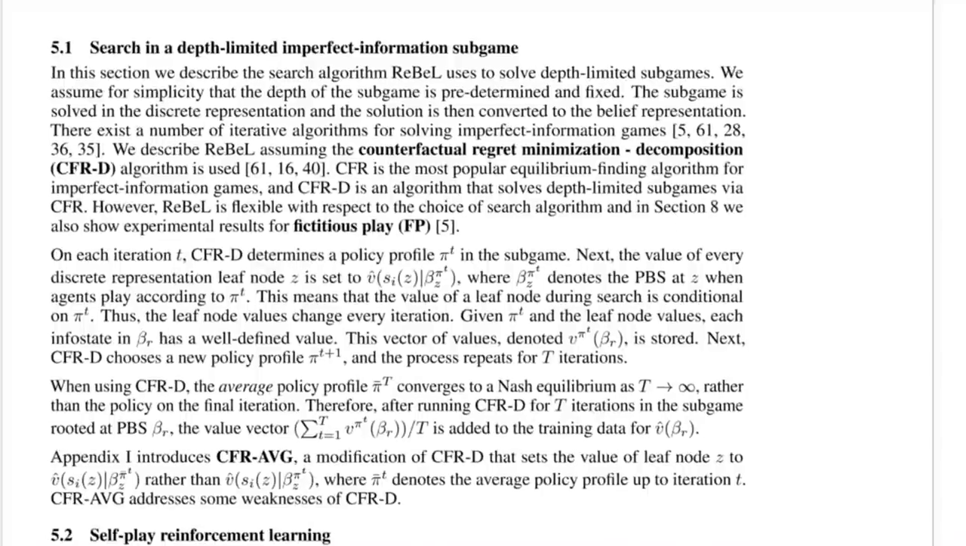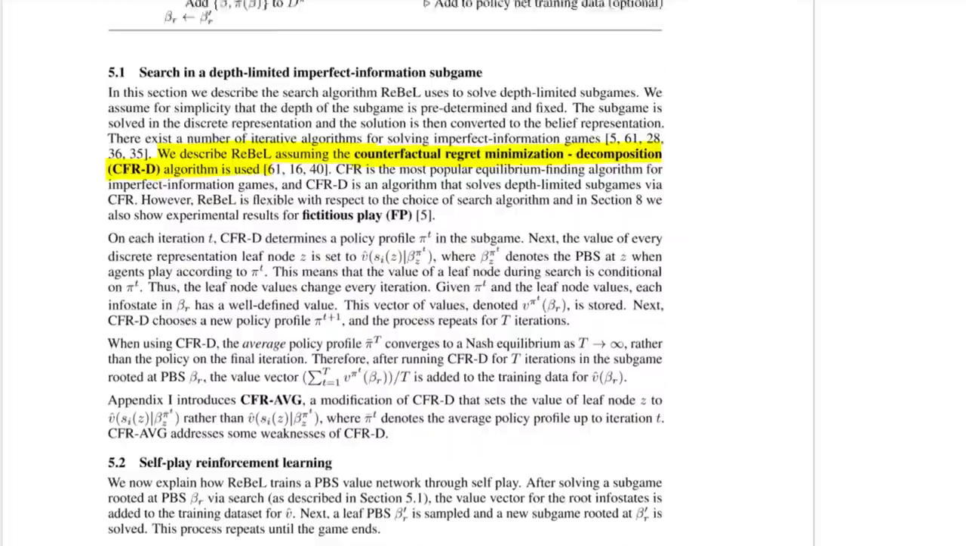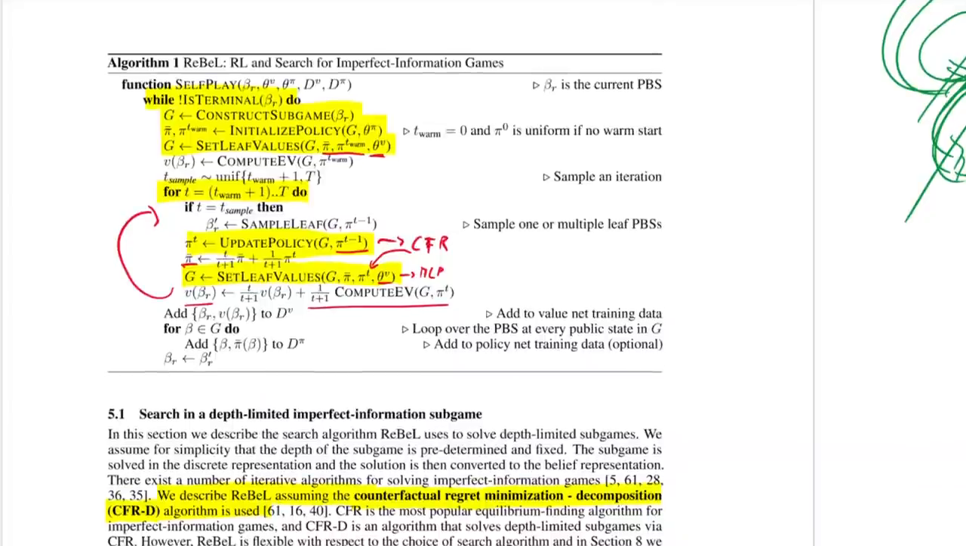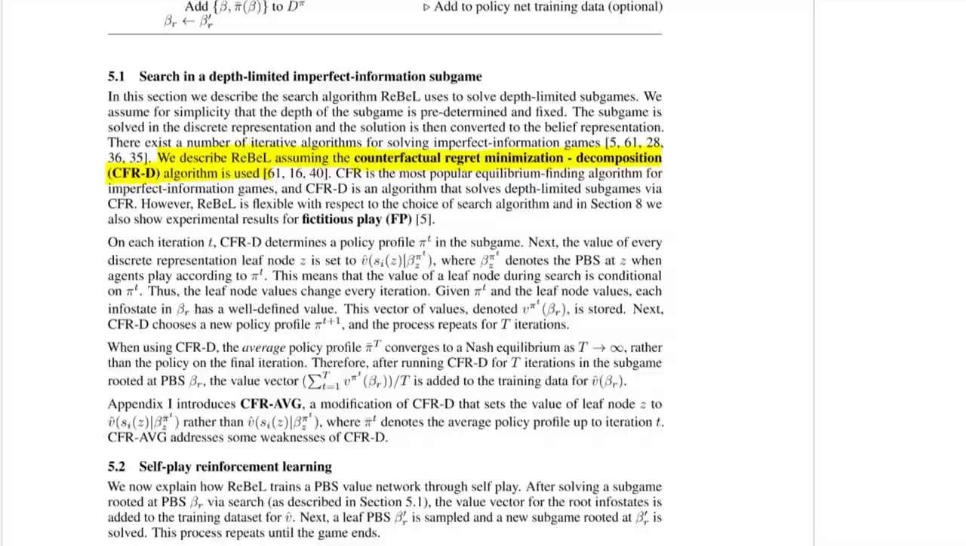They describe ReBeL assuming the counterfactual regret minimization decomposition, CFR-D algorithm is used. Okay, this is a depth-limited version of CFR. That's an entire research direction by itself, right? Here, counterfactual regret minimization is simply used as sort of the inner solver, kind of a helper function to call. And that thing by itself is an entire algorithm. It's like a very complicated algorithm, okay?